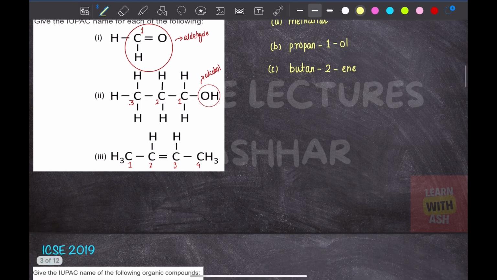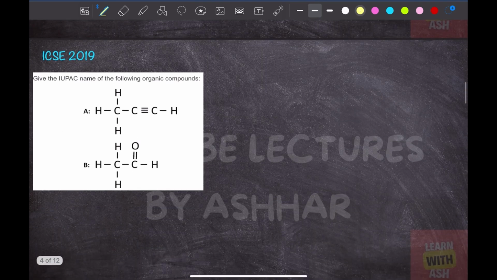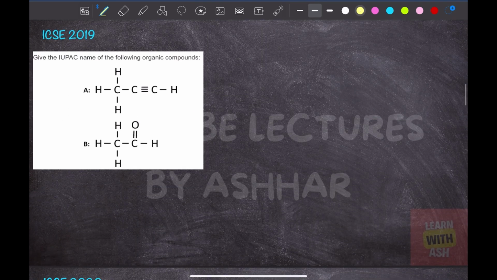Now moving on to the 2019 question. In this particular question, I can see that there is a triple bond. So in that case, we need to keep that triple bond at the lowest number. What if I am giving the numbering from here? 1, 2, and 3. Now let us number them in the reverse order. 1, 2, and 3. So this one is having the lowest priority.